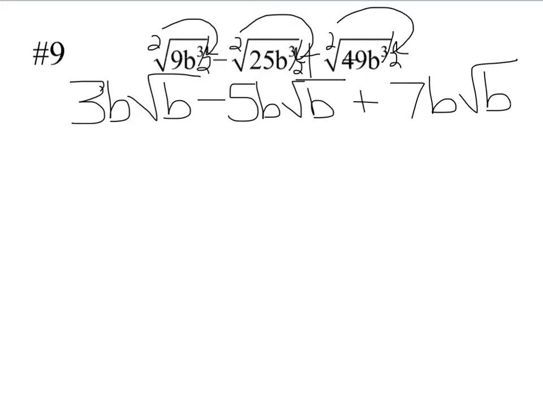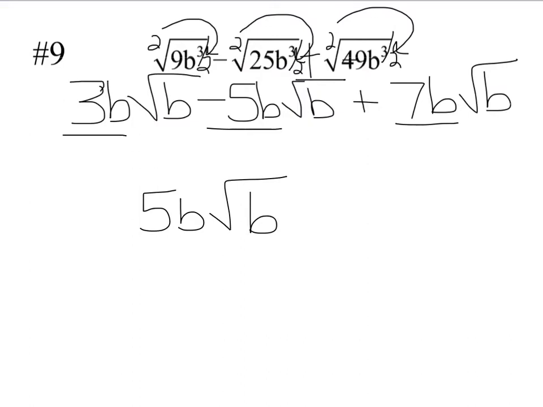Now, they're all the same index. They all have an assumed index of 2. And they're all the same radicand. So I can add or subtract all of their coefficients. So I've got 3b minus 5b plus 7b. 3 minus 5 is negative 2. Plus 7 is 5. So you have 5b square root of b. And that is your final answer.